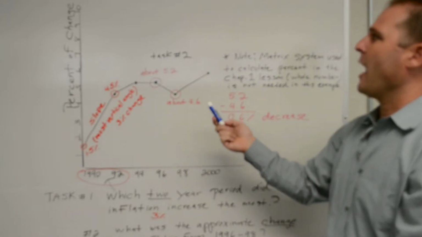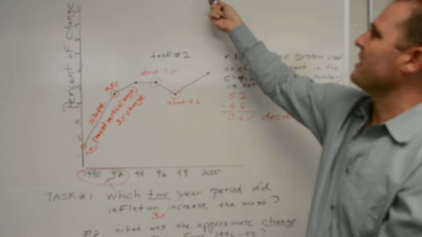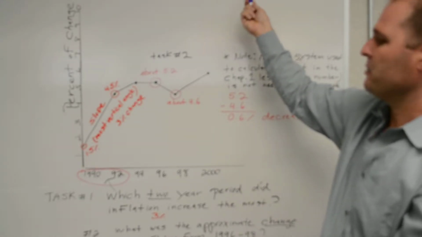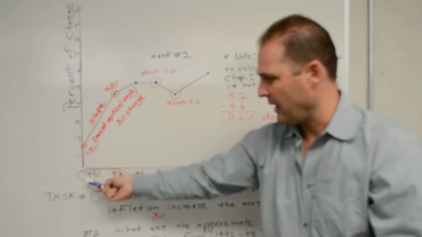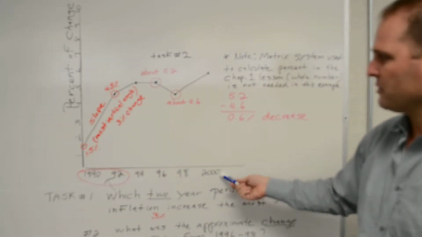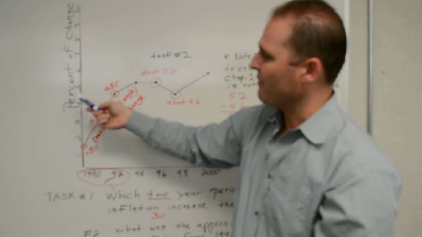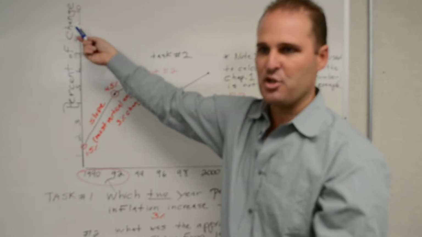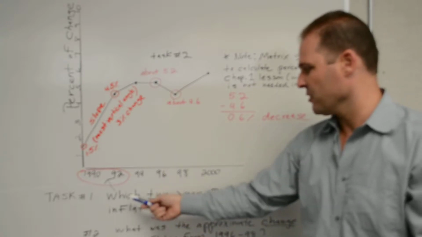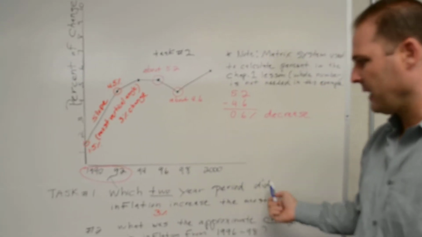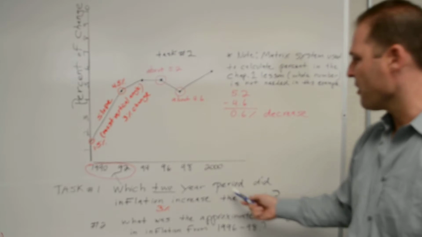This particular graph shows inflation from the years 1990 through 2000. This is illustrated on our horizontal axis. You'll see we start in 1990 here and finish in 2000. On the vertical axis we have actual percent of change in inflation. So our first task is to decide which 2-year period did inflation increase the most.